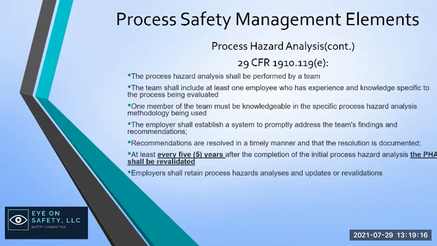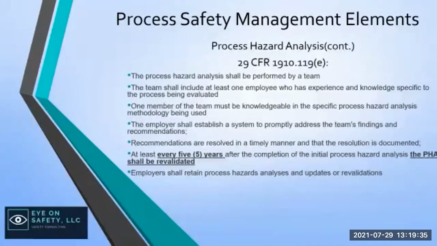And then if you notice that at least every 5 years after the initial PHA is done, you have to revalidate that PHA. And this is a requirement of OSHA. You have to go in every 5 years and revalidate that, walk the process again, bring those same departments in and have them take a look at the process, make sure nothing has changed.